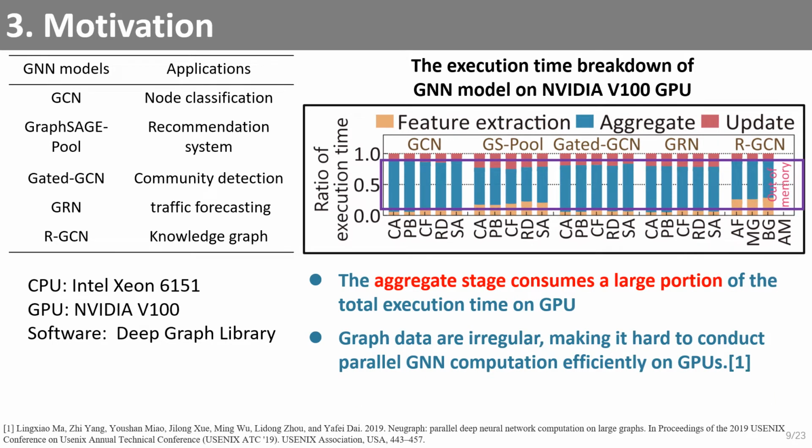Meanwhile, we also analyze the computing pattern of GNN processing models on an NVIDIA GPU. According to the experimental results, we can observe that the aggregate stage consumes a larger portion of the total execution time. The reason is that graph data is irregular, making it hard to support GNN computation efficiently on GPU.